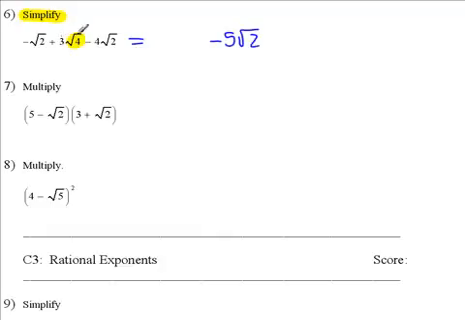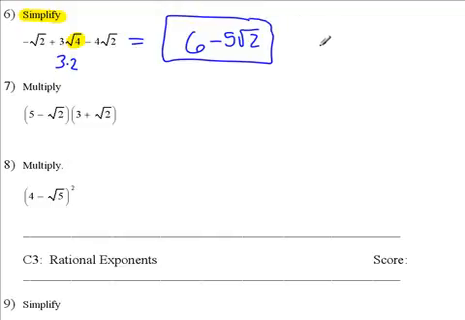But here I've got 3 times root 4. Well, 3 times root 4 is the same as 3 times 2. The square root of 4 is 2, and that's 6. So the final answer there should be 6 minus 5 root 2.